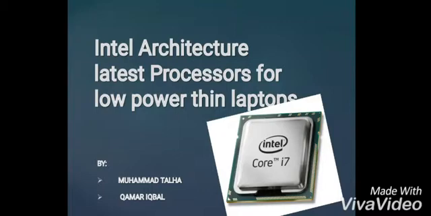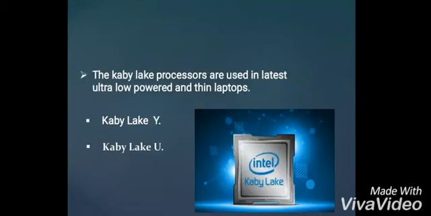So we're going to explain Intel's architecture of the latest processors for low power and thin laptops. The Kaby Lake architecture is used in the latest processors for ultra low power and thin laptops. The most common processors used are Kaby Lake Y and Kaby Lake U.